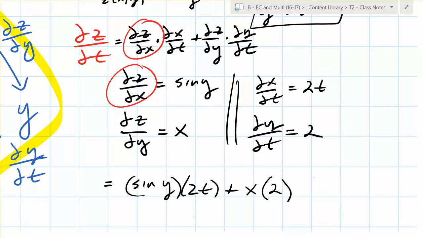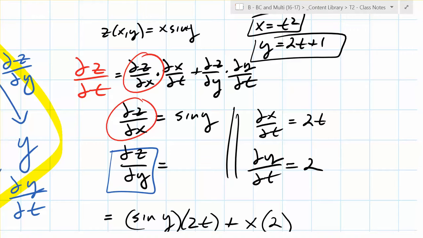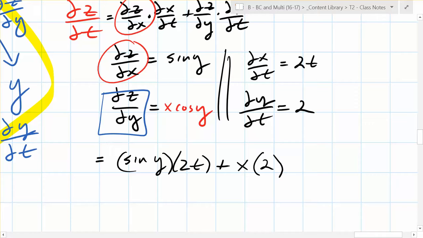Where's the mistake? Partial z, partial what? This one right here? So what's it supposed to be? x cosine y. Good catch. Man, good job. Someone's like, fix it now. Don't let it slide.